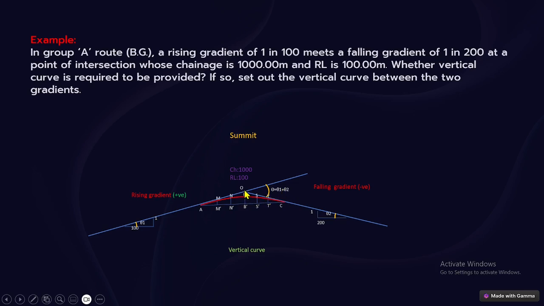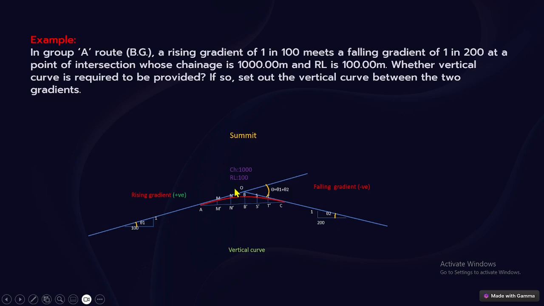If you take a horizontal line, this is parallel, so this angle equals this angle. And the total angle theta 1 plus theta 2 equals theta here. This is the total deflection angle. And of course, chainage 1000 and RL is 100.